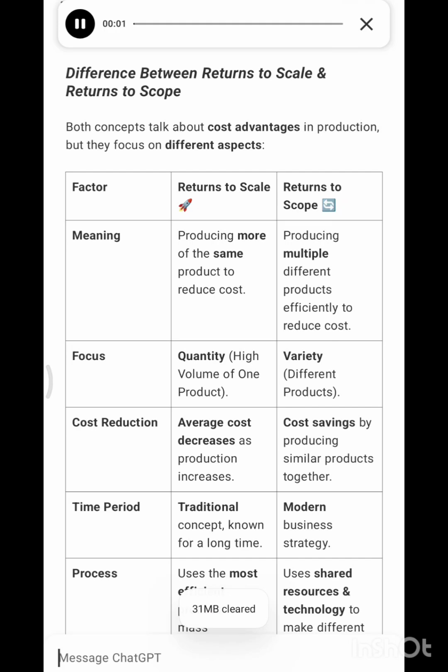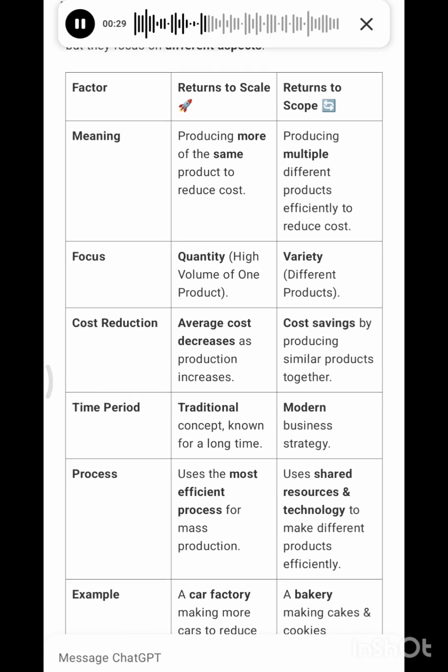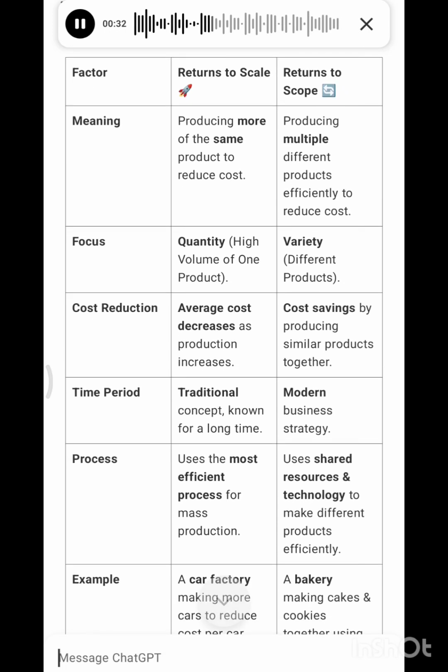Difference between returns to scale and returns to scope. Both concepts talk about cost advantages in production, but they focus on different aspects. Factor: returns to scale, returns to scope. Meaning: producing more of the same product to reduce cost; producing multiple different products efficiently to reduce cost. Focus: quantity, high volume of one product; variety, different products. Cost reduction: average cost decreases as production increases; cost savings by producing similar products together.